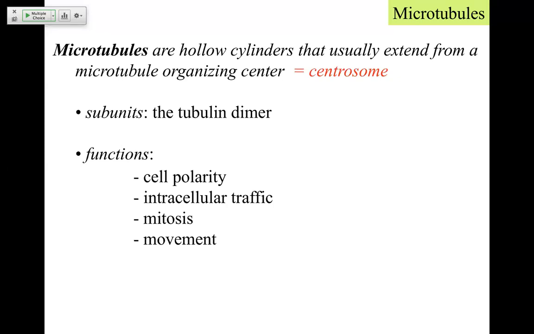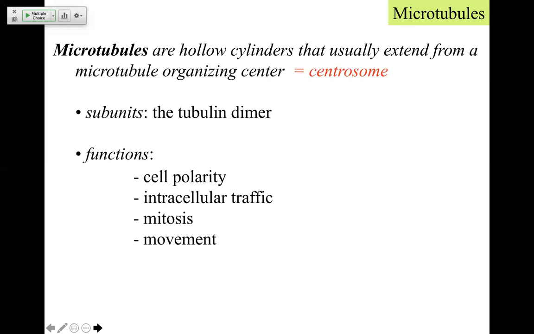These hollow cylinders are usually extending from a central region of the cell called the centrosome. We've heard of that when we think about cell division. The centrosome is the microtubule organizing center, where they start to be assembled, and they're growing from the center out towards the periphery of the cell. Many different functions for microtubules, generally not so much in supporting the cell, but more for organizing the different components inside the cell and allowing for movement either within the cell or allowing the cell itself to move.